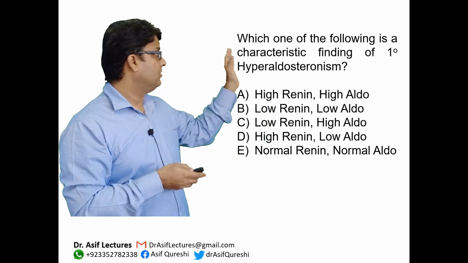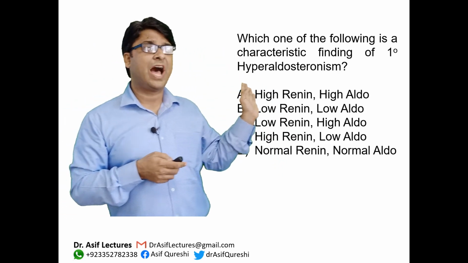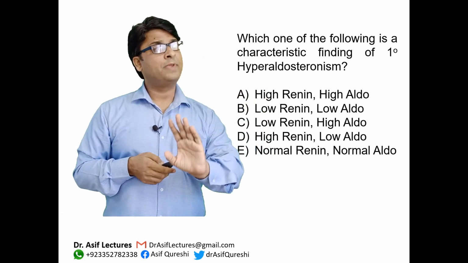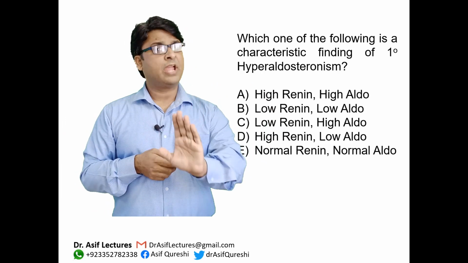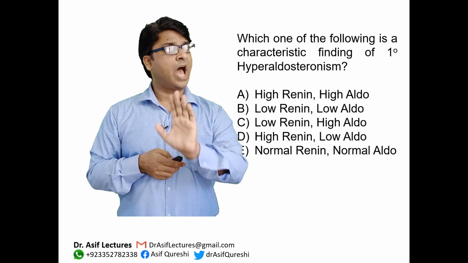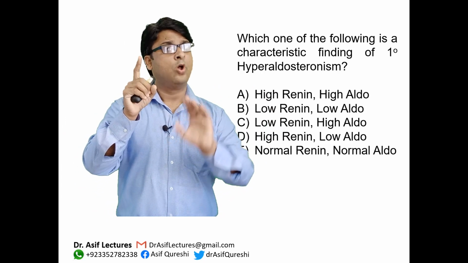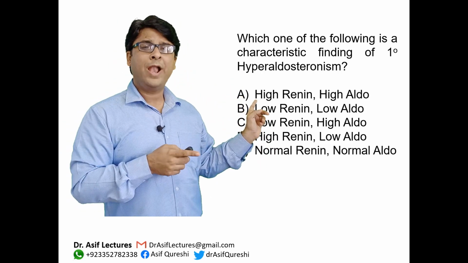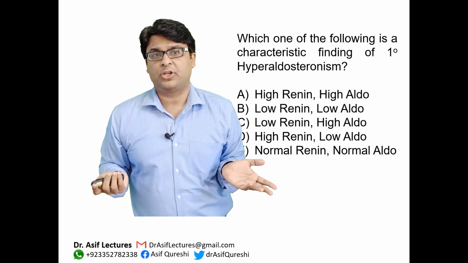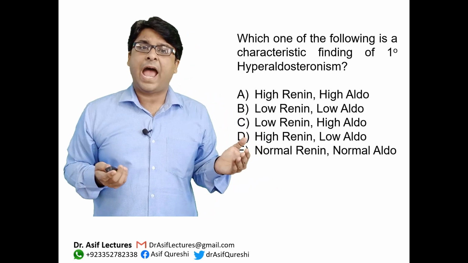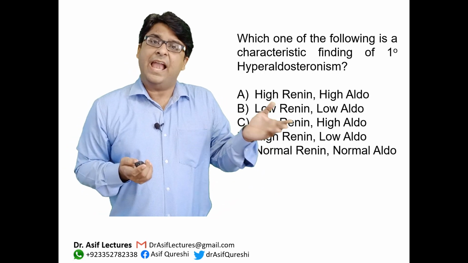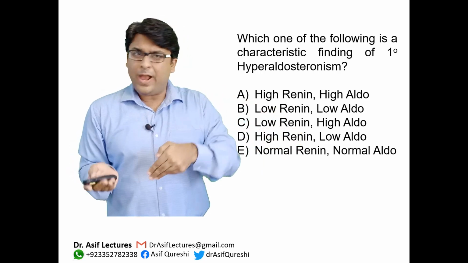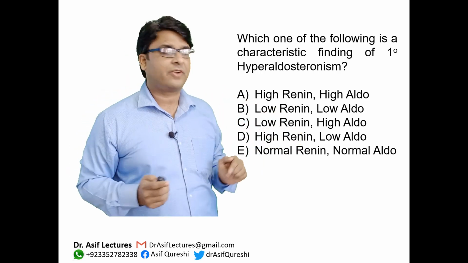Now look out for the options. The first one is high renin and high aldo. It will not be high renin, guys. In primary hyperaldosteronism, it's not going to be high renin. It's high aldo and low renin. Look at option B. Low renin, low aldo. No, low aldo cannot be an option because we are talking about hyperaldosteronism. So B is not the right answer.